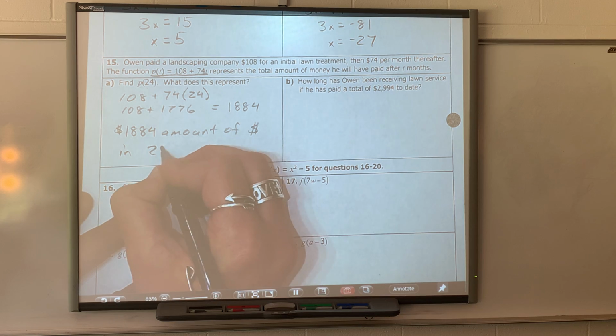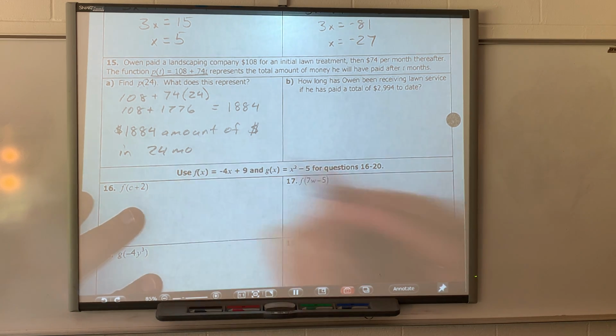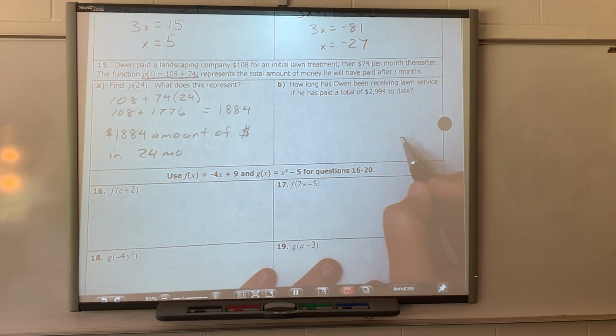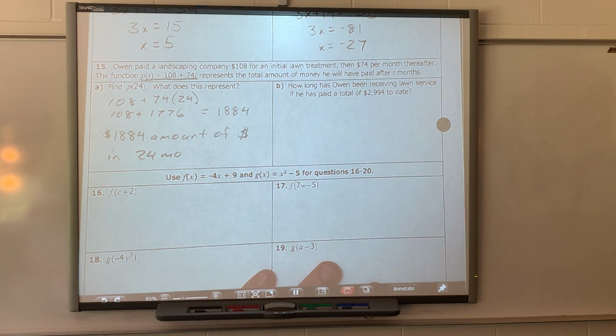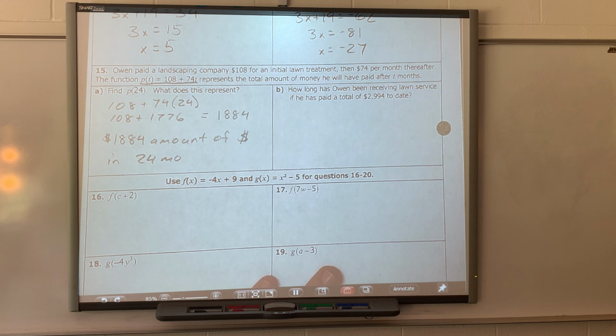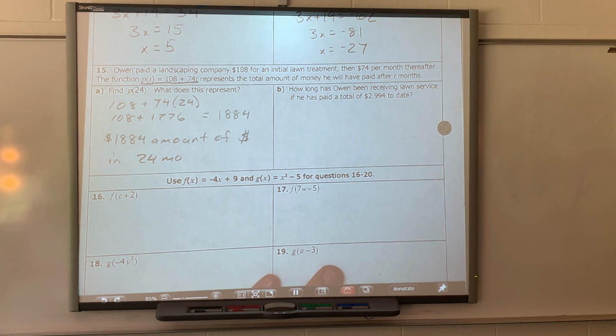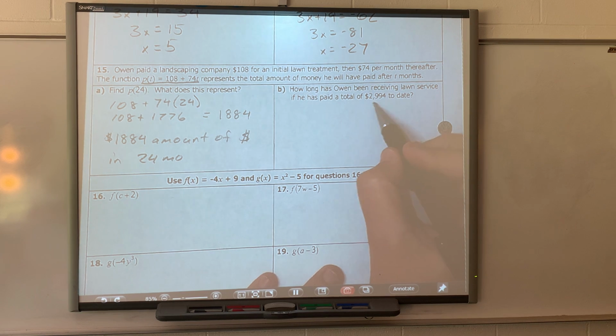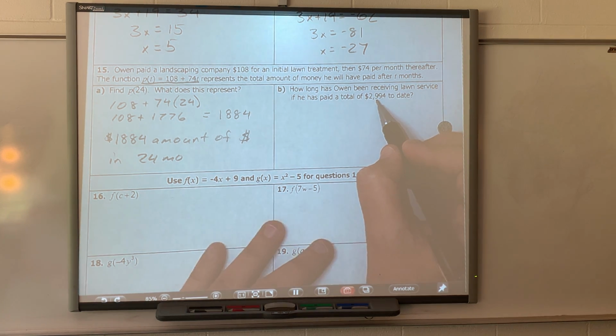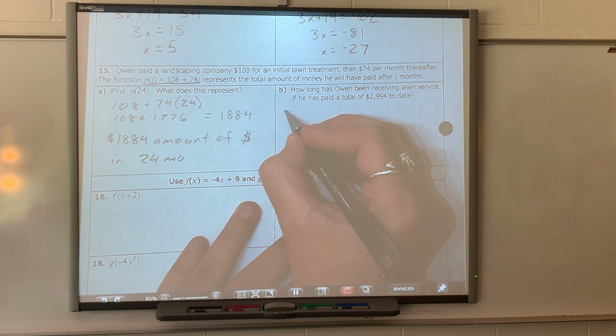All right, over here it says, how long has Owen been receiving lawn service if he has been paid a total of $2,994 to date? What does this problem want me to do? You're gonna have to reverse it, right? Right, so where am I gonna put this? In front. Right, okay, so give me the problem. What is it gonna look like?